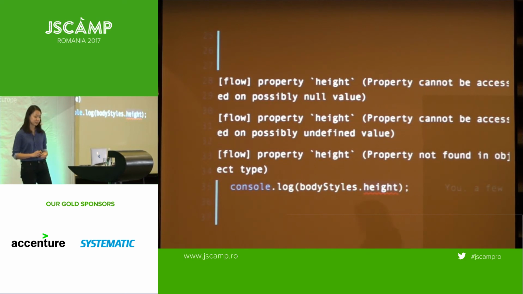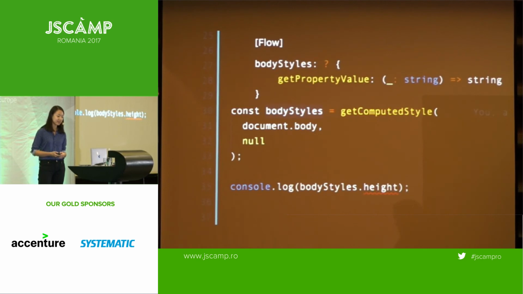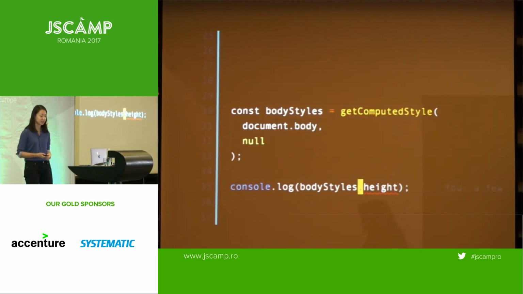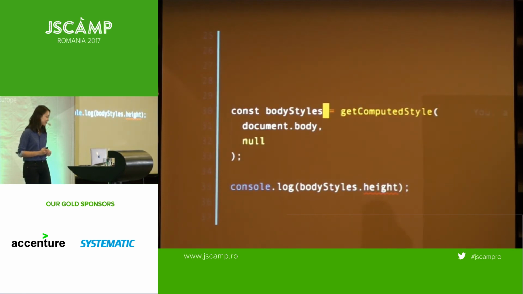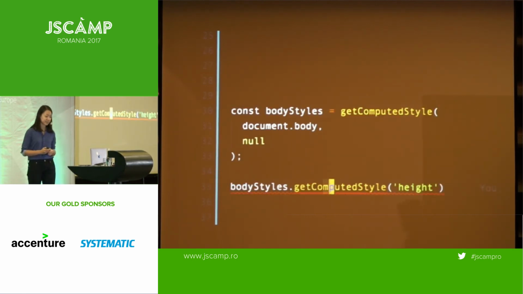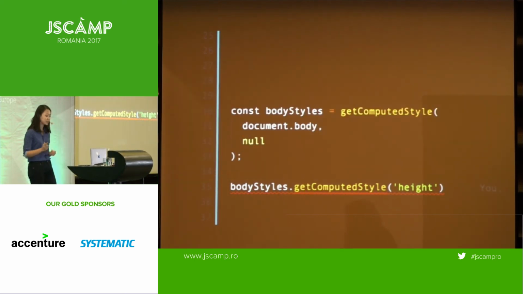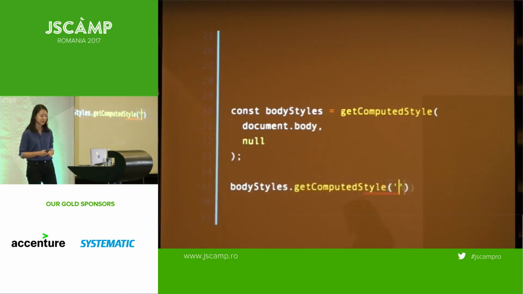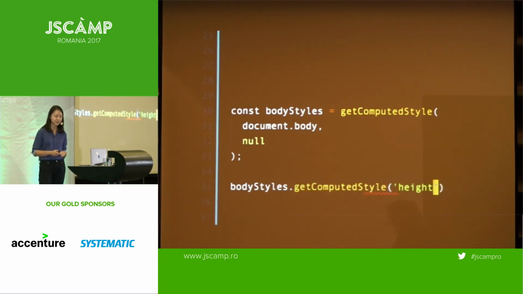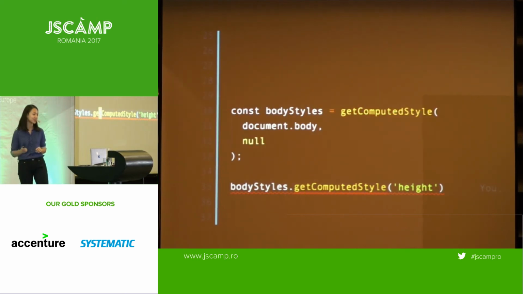Flow can tell us, first of all, exactly what the type of body styles is. And if we try to access a height directly on body styles, it will tell you that it can't do that. And to address the Firefox issue, Flow will now also not build our file if we don't explicitly handle the null case for getComputedStyle. So here I'm writing some code, and it will say that you can't call getComputedStyle on a possibly null or undefined value.